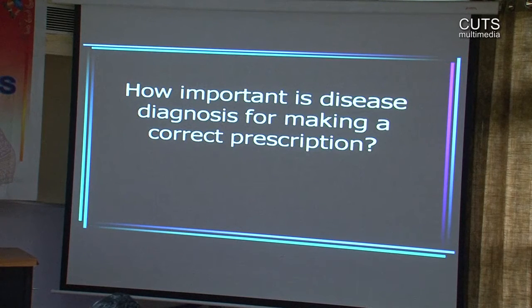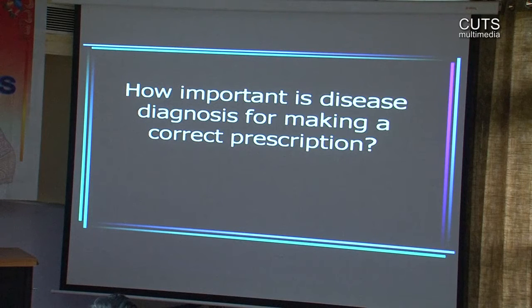So how important is disease diagnosis for making a correct prescription? When I am talking about correct prescription, I am talking about homeopathic prescription. It is very important. We do not deny the importance of diagnosis. I will give you the points later on. Because on these points, many of the things decide. I am sure you all will agree with me that treatment is not limited only to making a prescription. Treatment is something much beyond prescription.